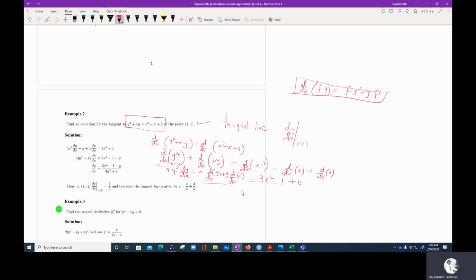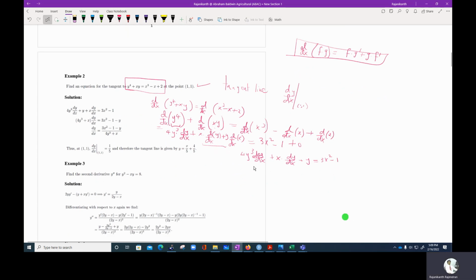So if you simplify, you will get 4y cubed times dy over dx, then plus x times dy over dx. Then here dx over dx is simply 1, so you will get y times 1, which is y. That side you see 3x squared minus 1. Now, like earlier, you have to solve for dy over dx. So combine these two. Take dy over dx as a common factor. So the leftover is 4y cubed plus x.